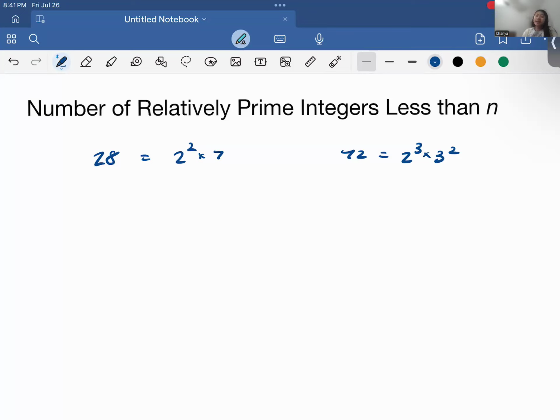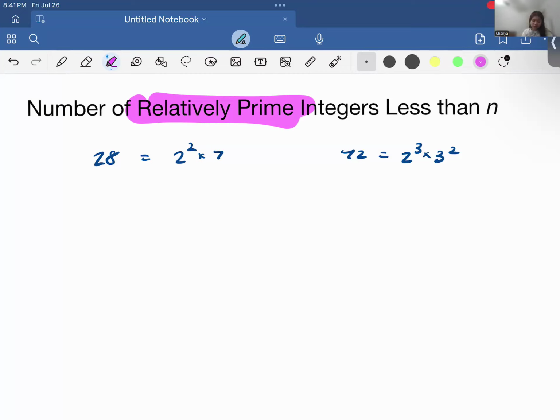So today we're going to look at the number of relatively prime integers less than a number. So you might ask, what is this word relatively prime exactly? What does it mean to be relatively prime? Well, it basically means that you're not sharing a factor with a number.